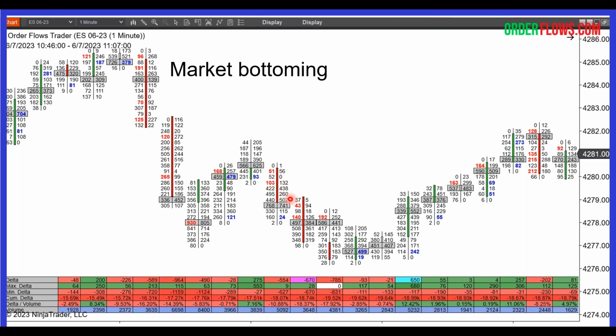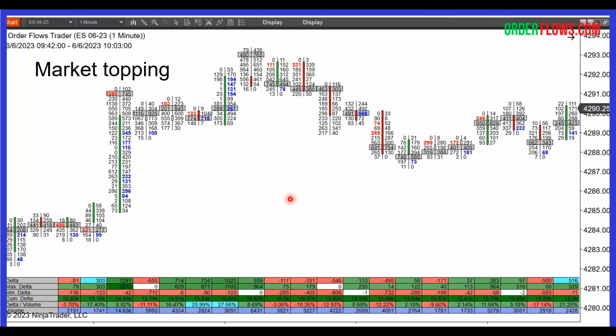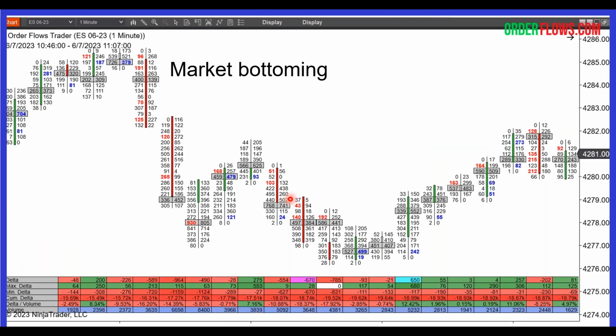This is the type of action that you see daily, when markets are bottoming, whether swing bottoms, or when markets are making highs of the day or swing highs: the topping activity and the bottoming activity. That doesn't mean every single top or bottom is going to look exactly like this. But when you see that in the market, that's your sign to take advantage of that trade.